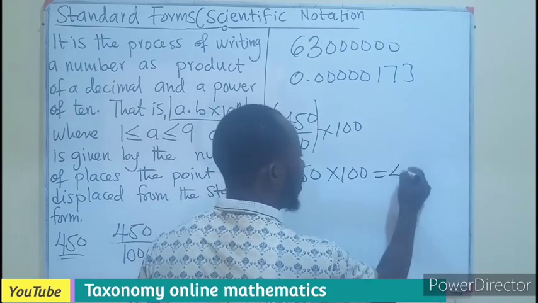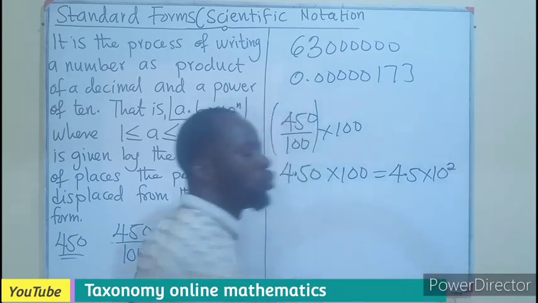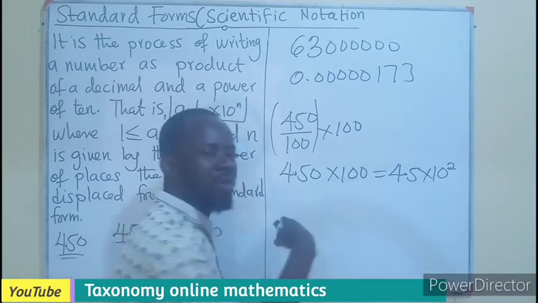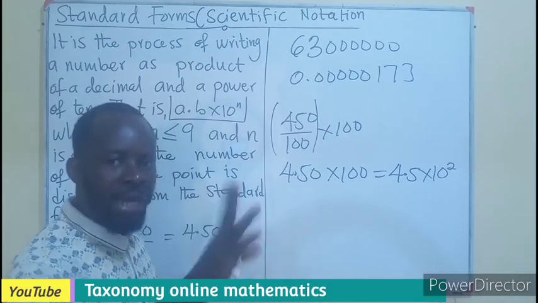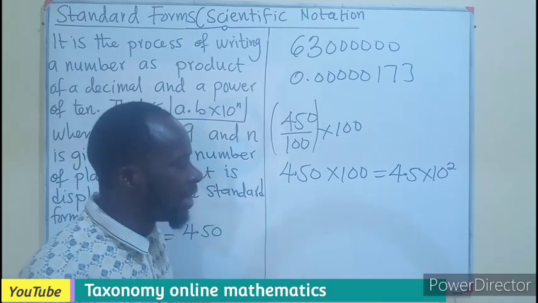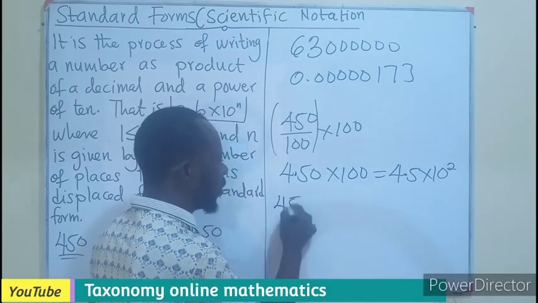Meaning I can rewrite this as 4.5 times 10 exponent 2. The 0 here, missing here, does not change anything. The 0 can come, it can also be eliminated. Most of the time, it's always eliminated. So we can see that this value, which is the same as what?